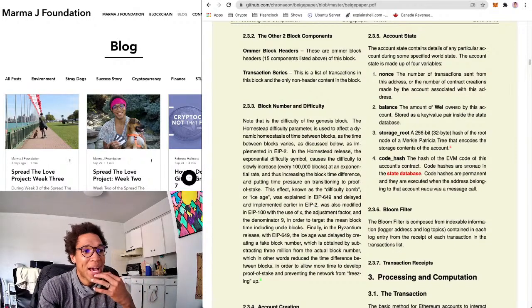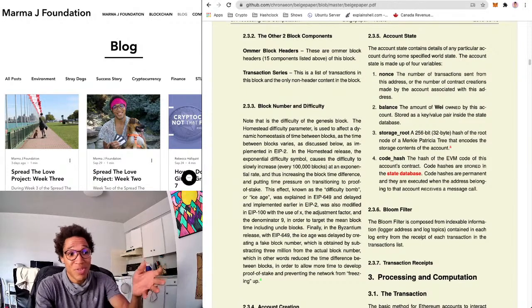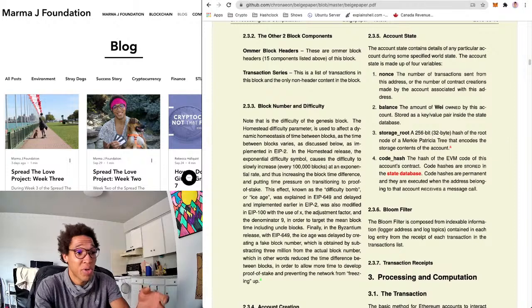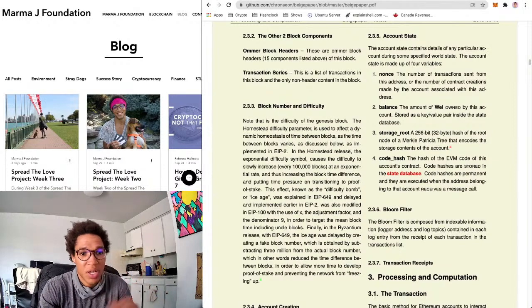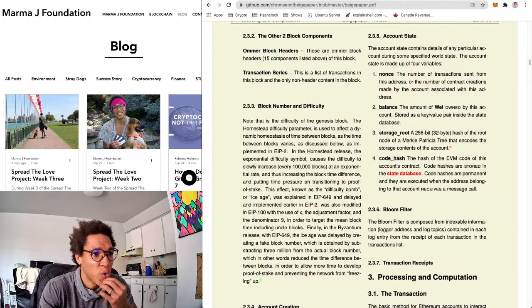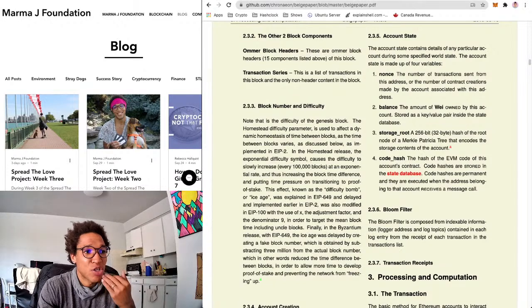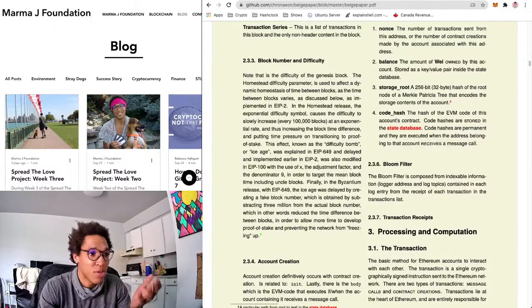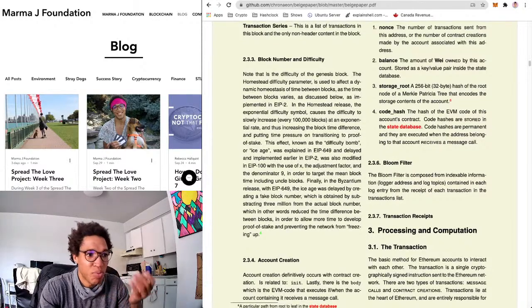And you have the code hash, the hash of the EVM code of this account's contract. I would assume this is only for smart contract accounts because normal accounts wouldn't have code. Code hashes are stored in the state database. They are permanent and they are executed when the address belonging to the account receives a message call. Okay, then you go into Bloom filters. The Bloom filter is composed of indexable information, the logger address and log topic, contained in each log entry from the receipt of each transaction.